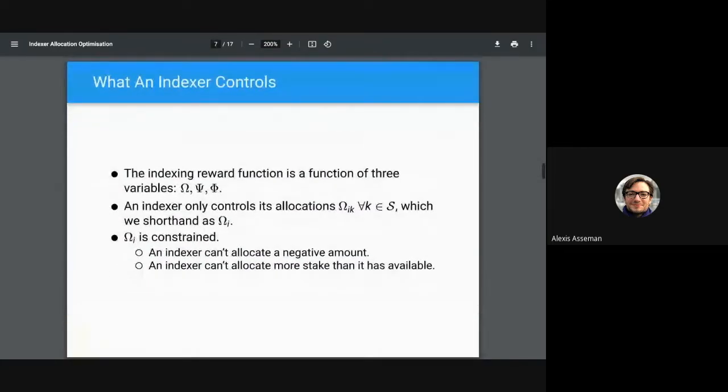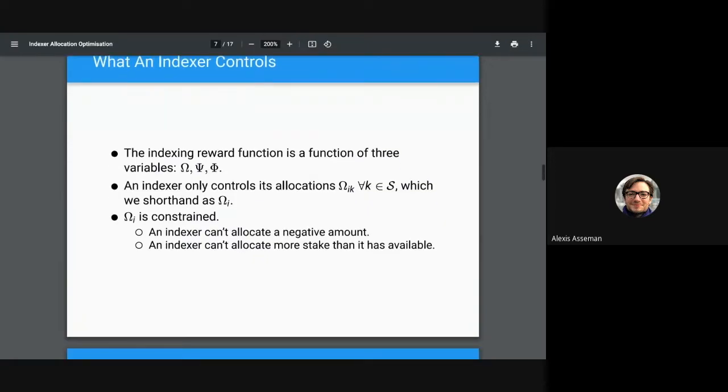So what do you as an indexer control? Well, you just control your allocations, but there are other variables at play here in the network that you really can't control. So we can't optimize over that on your behalf. We can just optimize over what you can control. So despite the fact that we have these three variables in the function, all you can control is this omega I, which are your allocations. And omega I is also constrained in that we don't allow you to short. You can't have a negative allocation. And you can't allocate more stake than you have available to yourself, right? Unless there's some sort of lending or borrowing in the future, this is a non-starter.